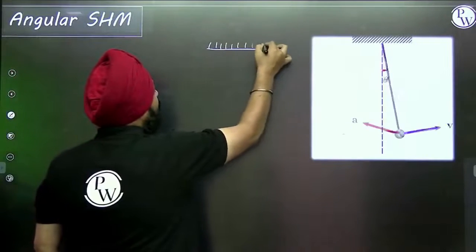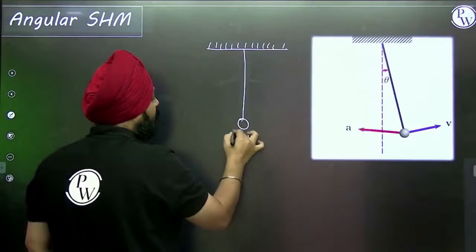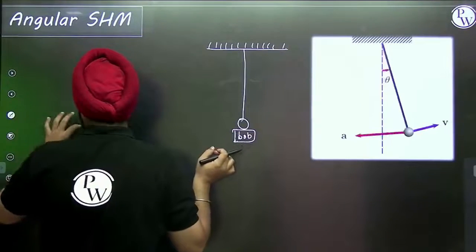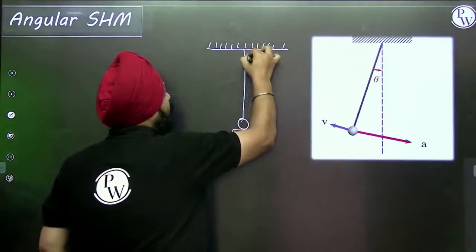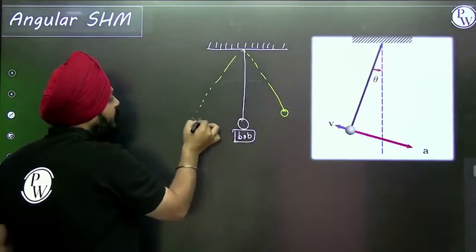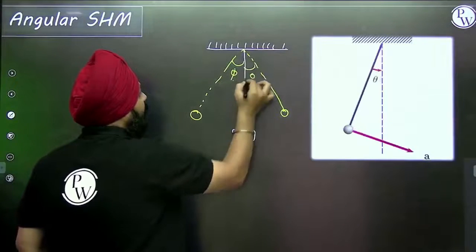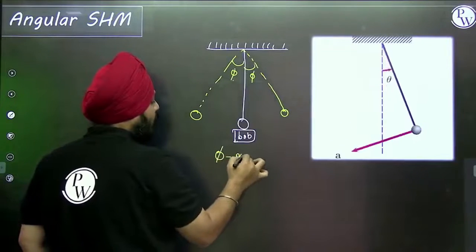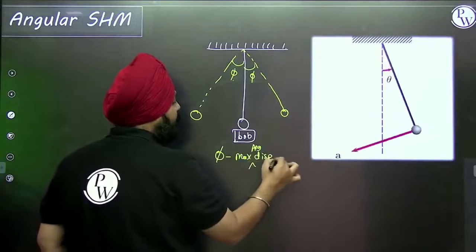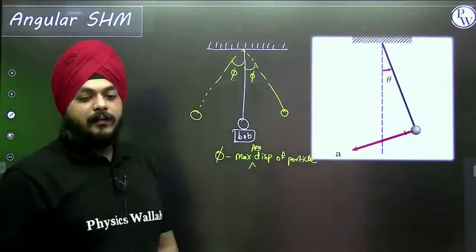Suppose I'm taking an example of a pendulum, with a bob connected to it. Now suppose a gentle push is given to the bob, then obviously it is going to oscillate on either side. This is going to be the maximum displacement, in another sense, the maximum angular displacement of the particle. Maximum angular displacement is phi.